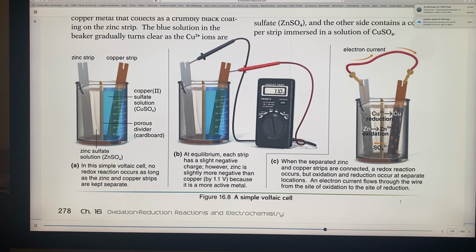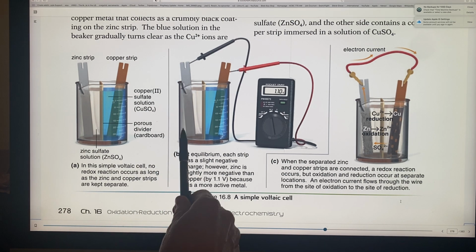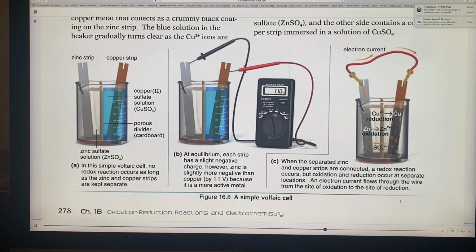And we can see the zinc and copper strips are kept separate. Okay, that's first: keep them separate. And so, B, at equilibrium, so far nothing's really happening, each strip has a slight negative charge. However, zinc is slightly more negative than copper, because it's a more active metal than copper, like we said before. So we measure each side, and each side has a voltage, a little bit, but it's slight.